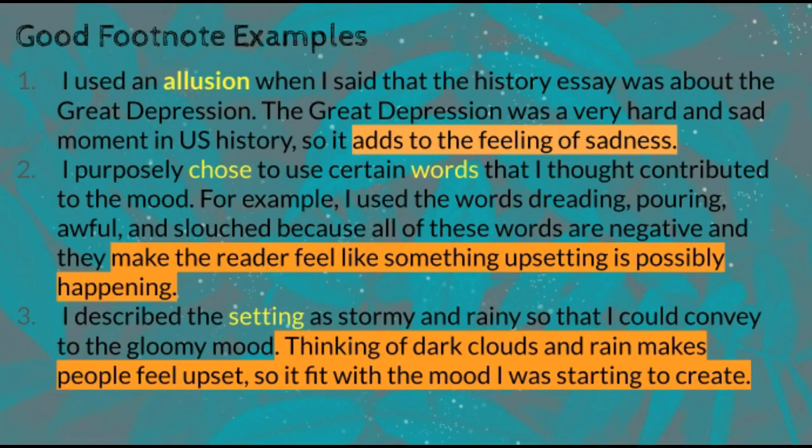Here are some other past examples of good footnotes. Again, what you want to make sure is that you identify the strategy, and then you also explain the impact. As you can see in yellow here, it indicates what strategy the student has chosen to use. And then in orange here, it indicates the intended impact. Here it says, "I used an allusion when I said that the history essay was about the Great Depression. The Great Depression was a very hard and sad moment in U.S. history." So it adds to the feeling of sadness.